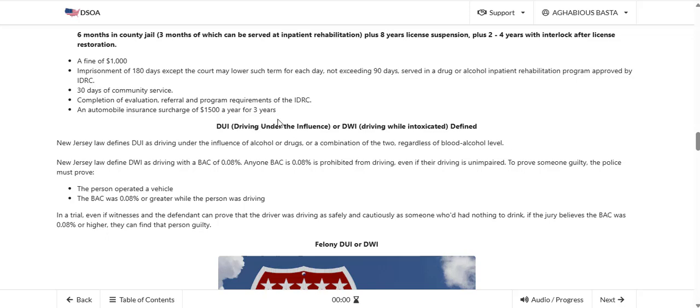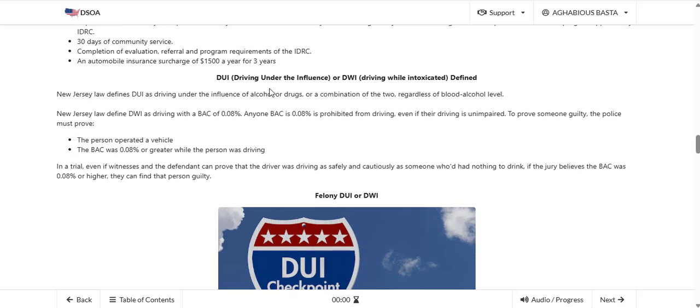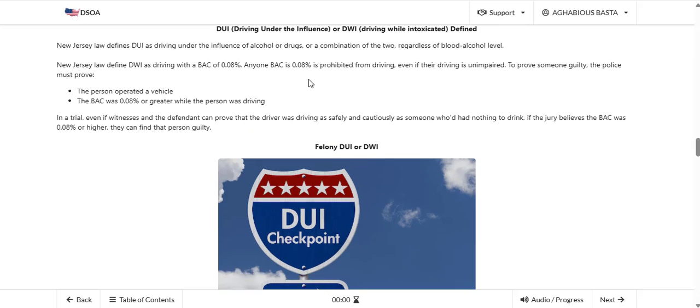DUI, driving under the influence, or DWI, driving while intoxicated, defined. New Jersey law defines DUI as driving under the influence of alcohol or drugs, or a combination of the two, regardless of blood alcohol level. New Jersey law defines DWI as driving with a BAC of 0.08%. Anyone whose BAC is 0.08% is prohibited from driving, even if their driving is unimpaired.